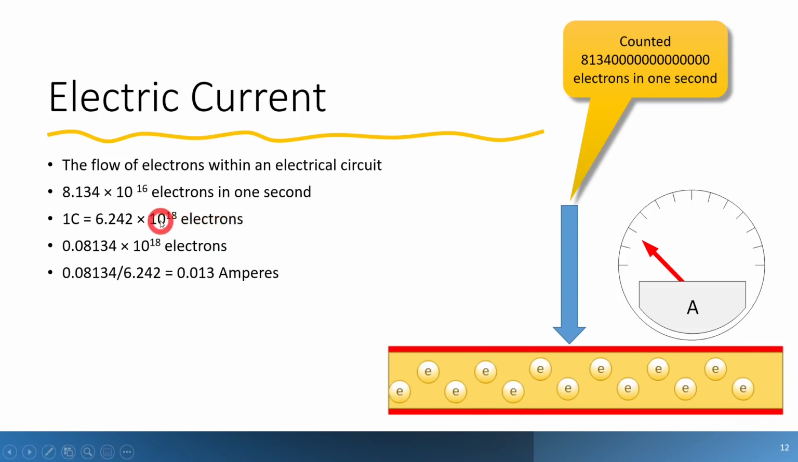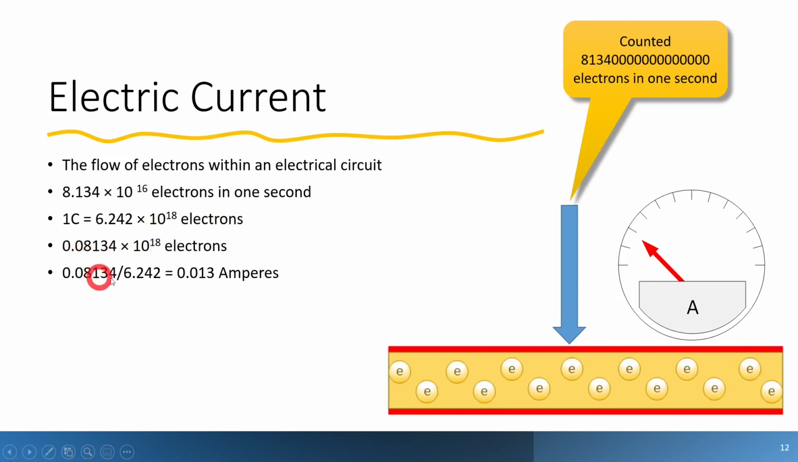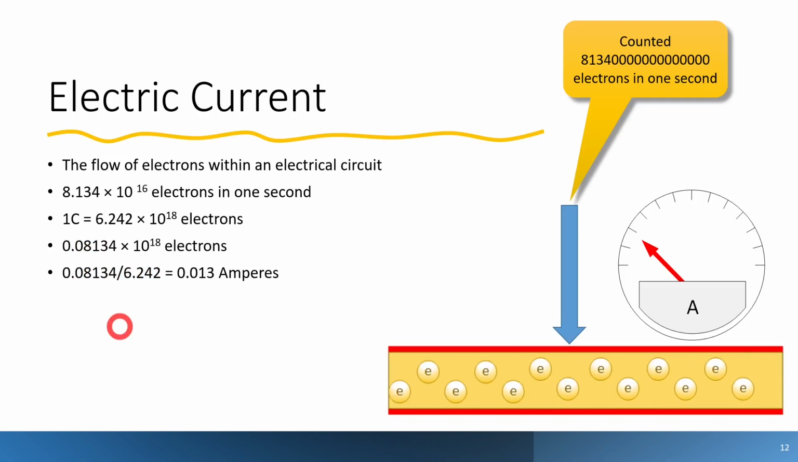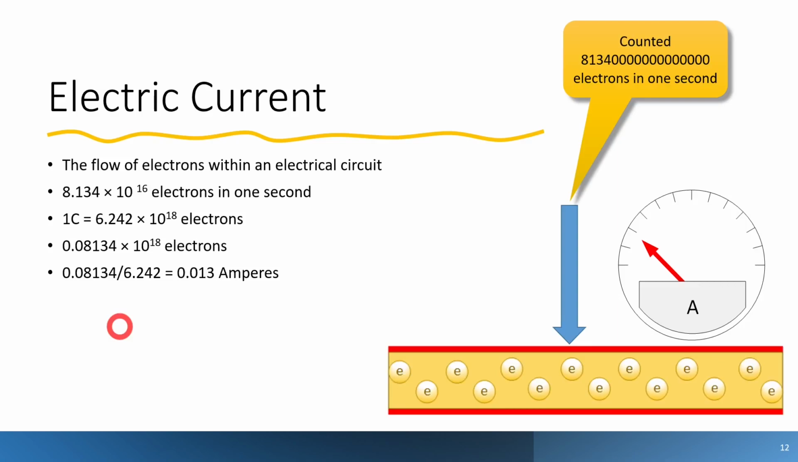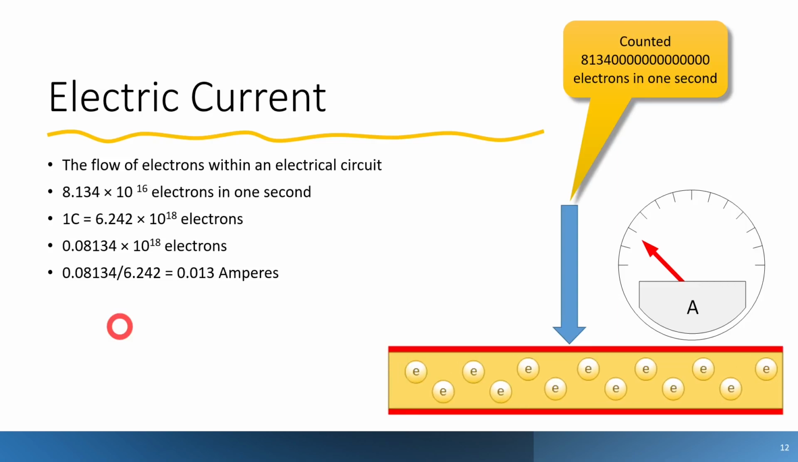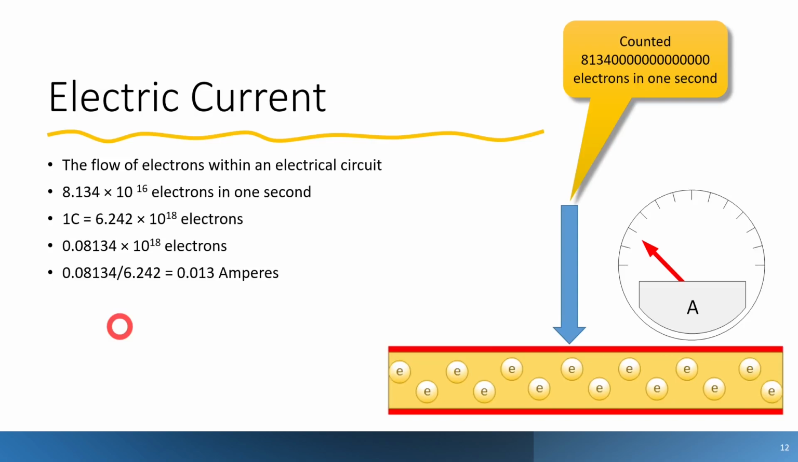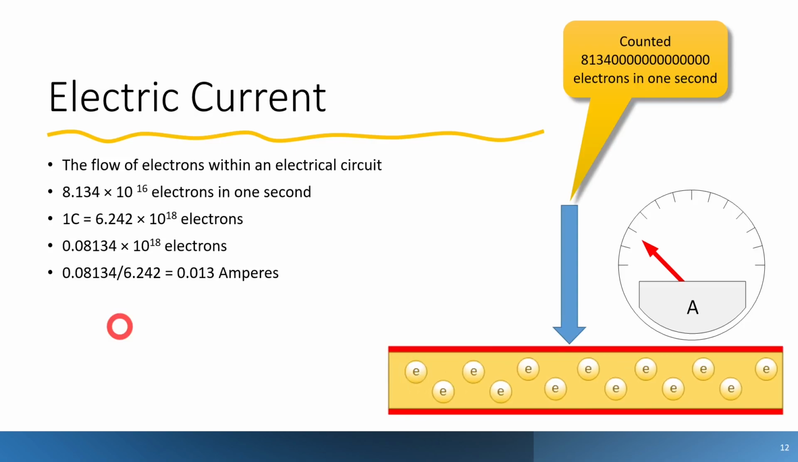So because I got to the same magnitude by just moving the decimal point, I can simplify our fraction by just saying 0.08134 divided by 6.242. And that gives us 0.013 amps.